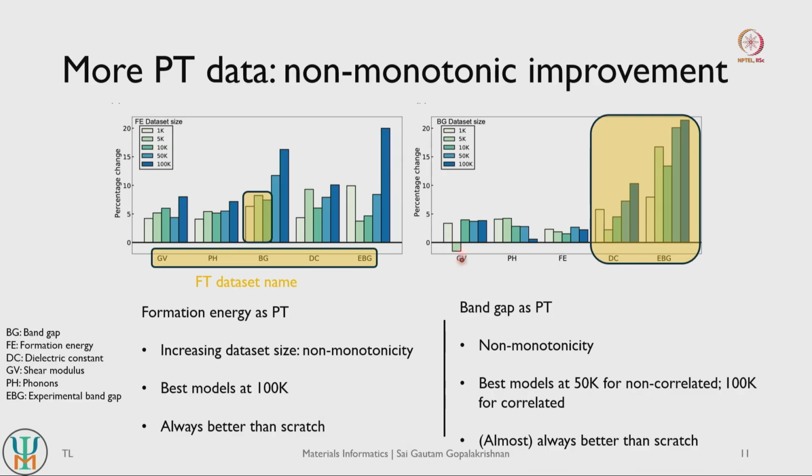And we also noticed one instance here when we fine tuned on shear modulus where we got negative transfer. So the model was actually inferior compared to the scratch model. So we see that if you use band gap, whether or not you get better performance depends, right.